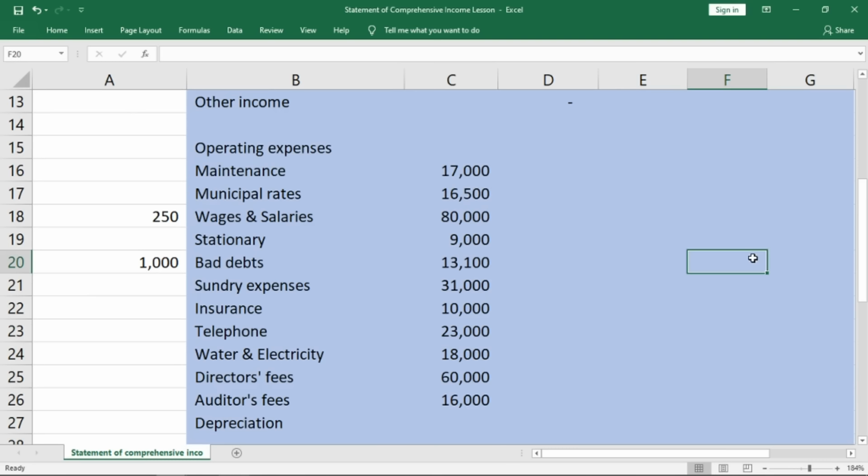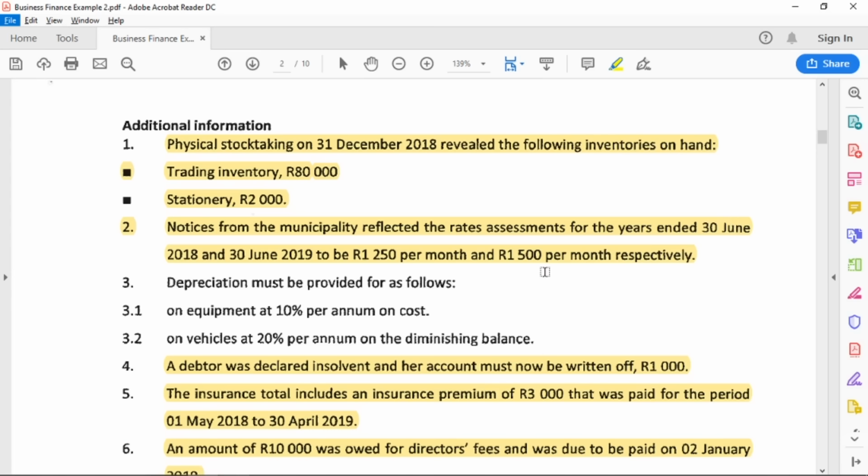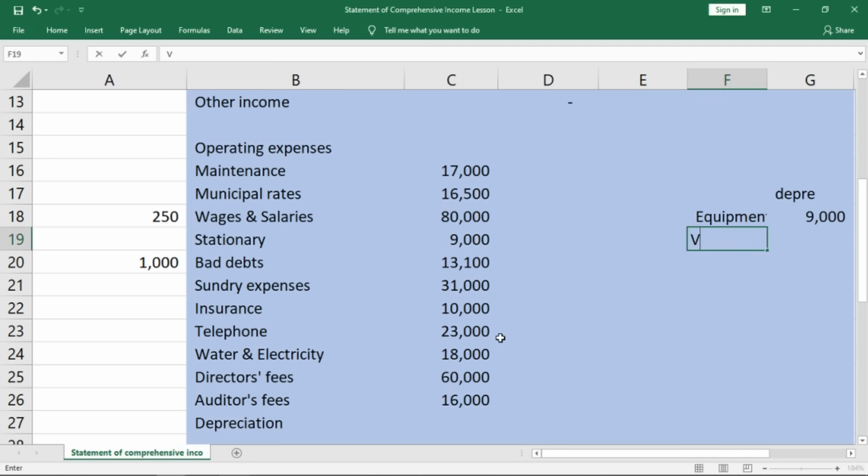So let me do the calculation over here. Depreciation equals 90,000, which was the cost price of the equipment given, times the 10% per annum. So that is the depreciation for equipment. Then what next do I need to do? So I've done equipment at 10%, now on vehicles at 20% per annum on the diminishing balance method. So let's calculate for vehicle.